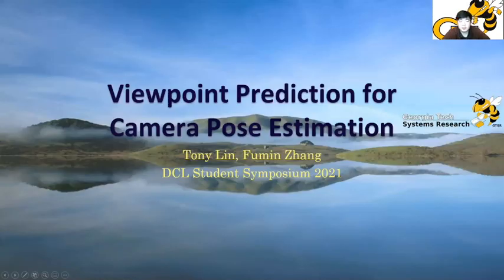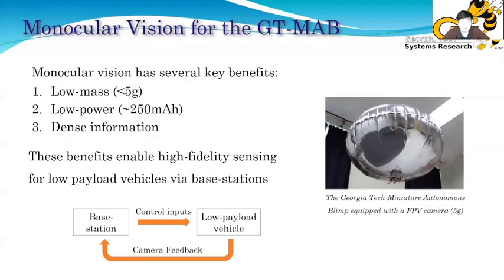Hi, my name is Tony Lin, and I'll be presenting our work today titled Viewpoint Prediction for Camera Pose Estimation. And this work is done in collaboration with my advisor, Dr. Fumin Jang. So we're very interested in trying to use monocular vision for our autonomous research platform, the Georgia Tech Miniature Autonomous Blimp, but this is also very applicable for any kind of vehicle that has very low payload capabilities.